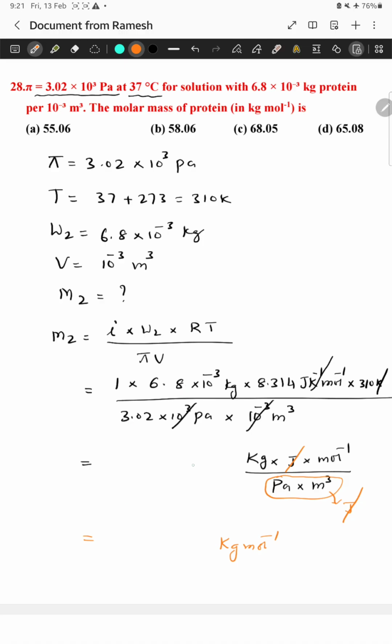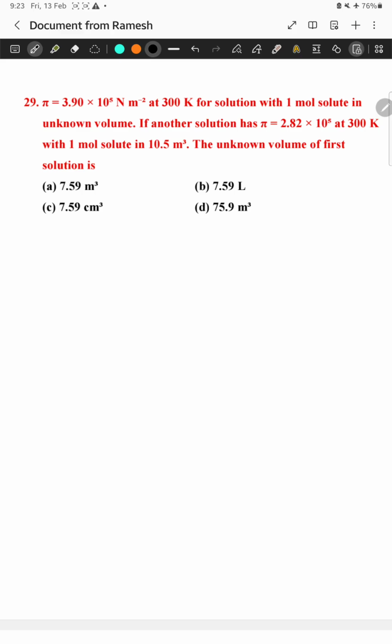Next, after simplification, the numerical part. You will get 5.803. So the final answer is 5.803 kg per mole. In the given options, 5.803 is not there. So please make a correction for the second option. Instead of 58.06, make it 5.806. Therefore the correct answer is the second one. So for the 28th question, option B is the correct answer.